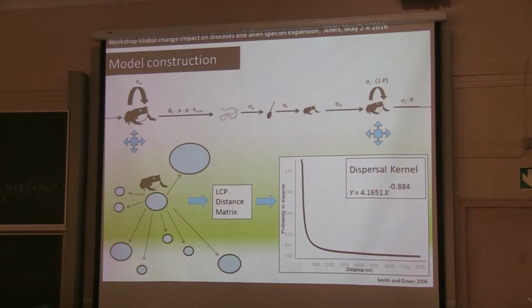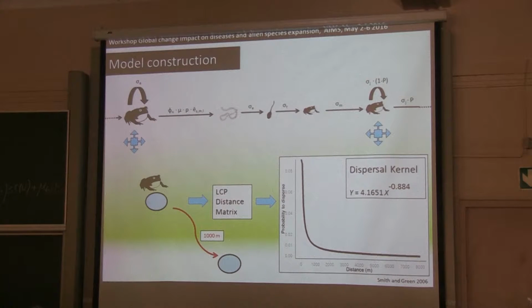So we calculated least cost pathways for all these different ponds and for all their combinations. And then we use a dispersal kernel for understanding the probability that one toad has to move from one pond to another. To be clearer, if we are saying that there are like 1,000 meters between these two ponds, the dispersal kernel is suggesting that the probability for this toad to move from this pond to the second pond is 0.01. So the probability is just 1%. The dispersal kernel, as you can see, is characterized by a very long tail. So it means that most of these toads in 1 year are not moving more than 100 meters.